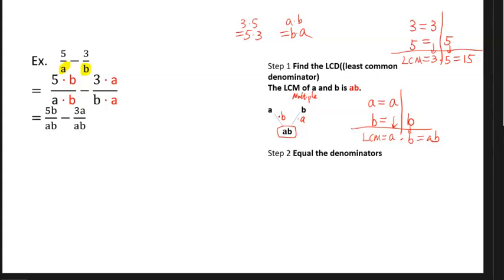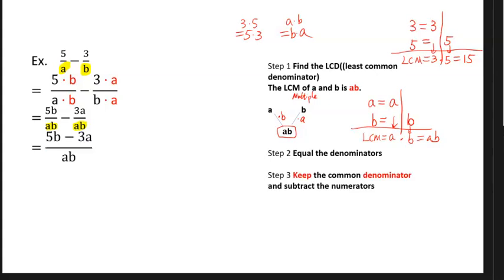So now we're going to put them in alphabetical order, AB and BA. I'm going to switch them to AB. So now you can see they match. And the numerator, notice one of them is 5 times b. We cannot multiply a number and a letter, so just keep it as 5 times b, 3 times a. Now, once we turn it into the common denominator, we keep the denominator. So AB will stay as AB. But the numerators, we're going to subtract them. So we're going to take top minus top.